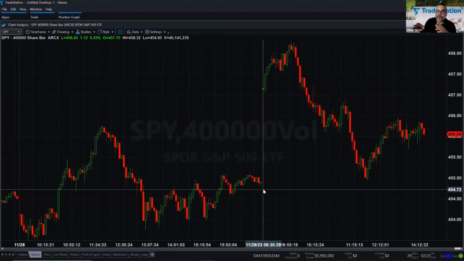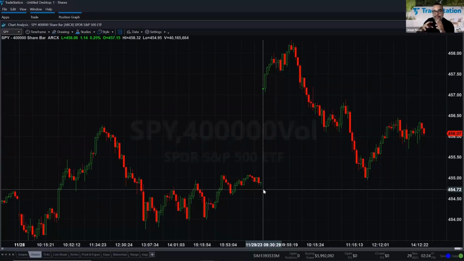And the 400,000 share bar is comparable to the 5-minute. The only difference is that you may have more candles than in the time-based chart. And why is that? For the simple reason that when you create a time-based chart, every candlestick is exactly the same amount of time. If you set it to 5-minute, every candle is 5 minutes. And every day, you're going to have the exact same number of bars because the day is divided into equal time segments, in this case, 5 minutes.